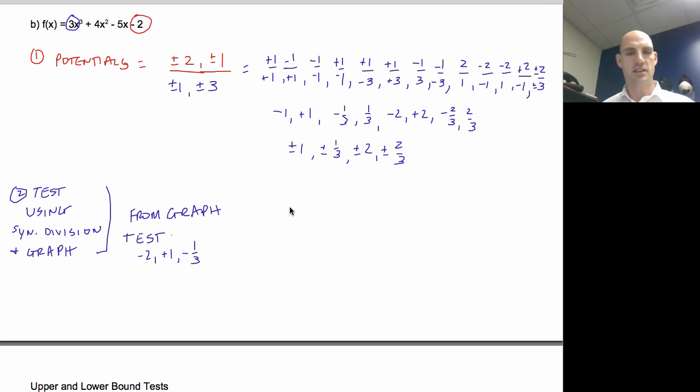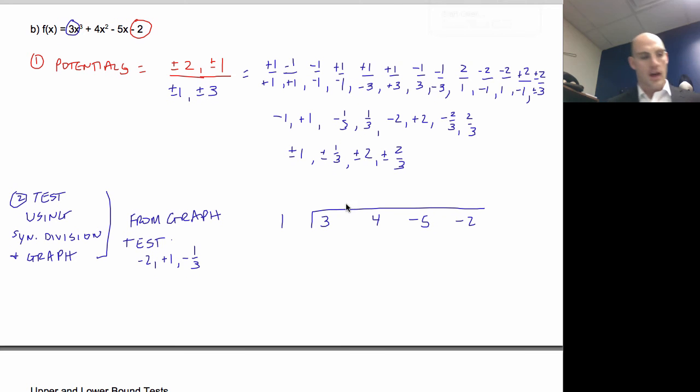Well, which one's going to be the easiest to test using synthetic division? If I write out my synthetic division, I don't want to test a fraction if I can avoid it. So I'm actually going to test 1 here. And so as we go to divide this, we're testing 1, synthetic division. I bring down my 3. I multiply 1 times 3, and then I add to get 7. I multiply 1 times 7 to get 7. I multiply 1 times 2 to get 2, and I add to get 0.